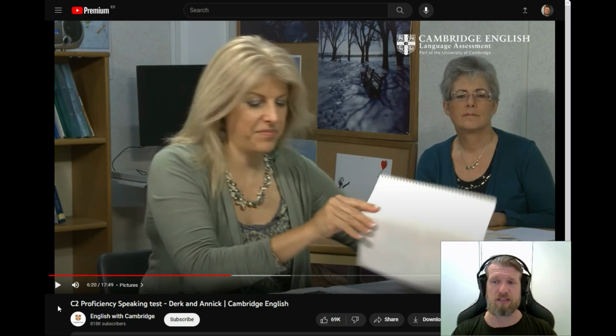Anik, on the other hand, and I think that's in part because she gives longer contributions, she simply gives herself the opportunity to include more vocabulary and grammar. So she demonstrates a wider range, which obviously can impress the assessor more. But I have to say their communication between each other is pretty good.